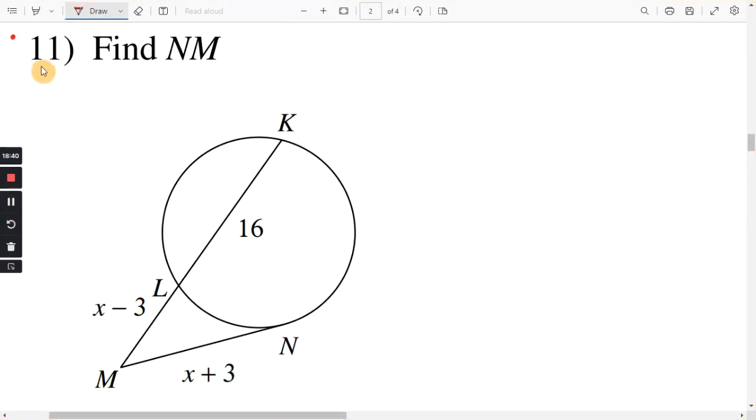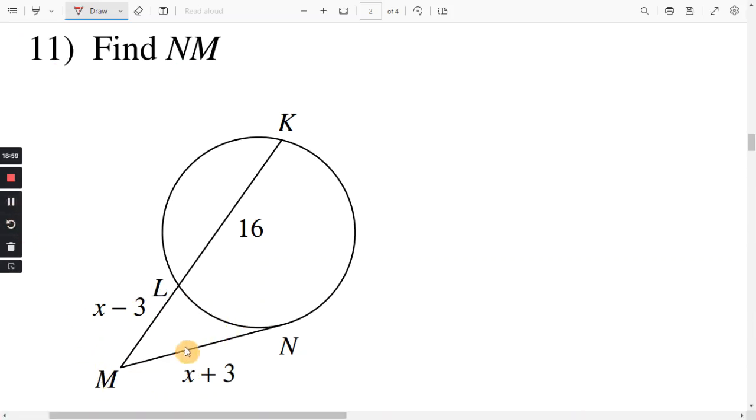Okay, please pause and try number 11. And I'll give you a hint for this here. You're going to get x plus 3 squared. You're going to have to distribute and solve for x. Once you do that, they want you to find nm, so you're going to have to plug in for x right here.